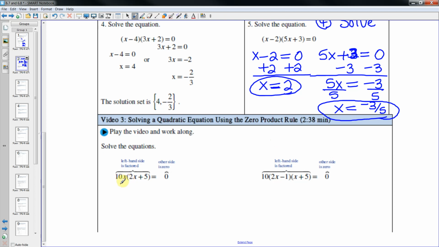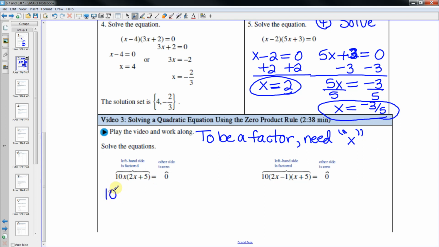This next one, I've got a 10x on the outside and a 2x plus 5 on the inside. So this looks to me like when we factored it, we factored out a greatest common factor. So not all the time are you going to have two parentheses in these to be able to set equal to 0. Sometimes you may just have one term. Now, to be a factor, let me write this down, you need an x with it.